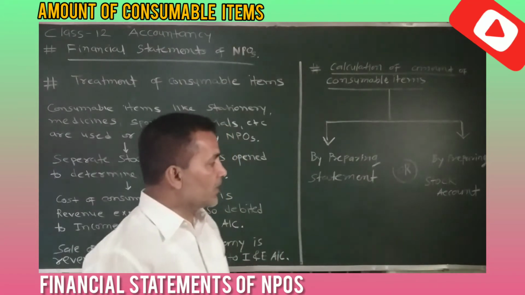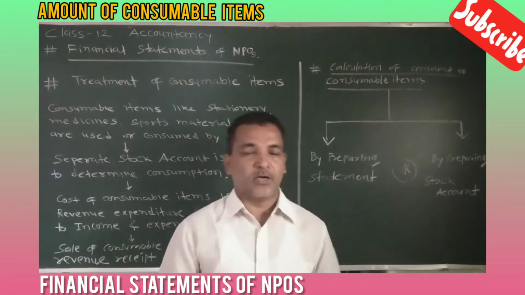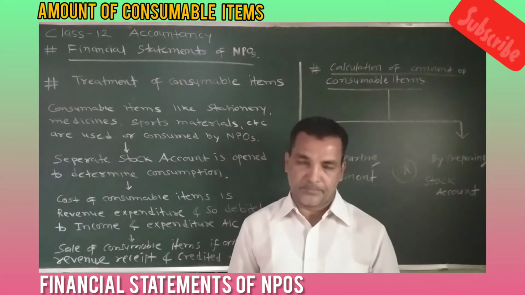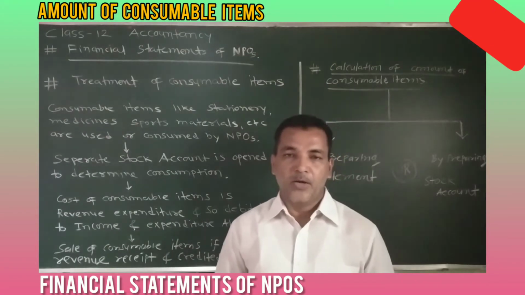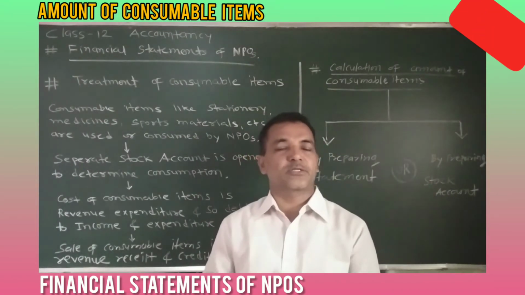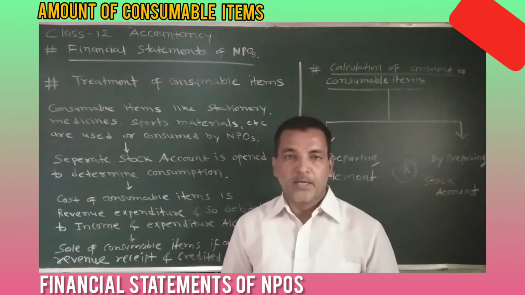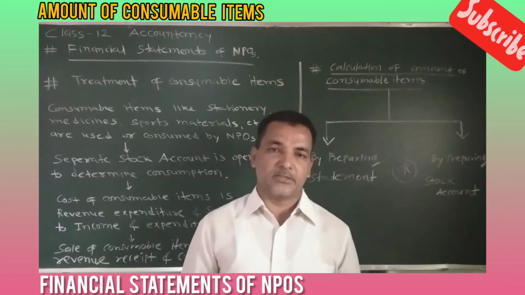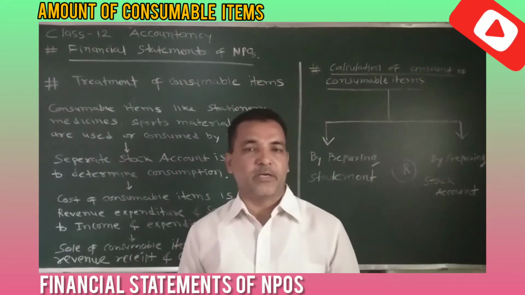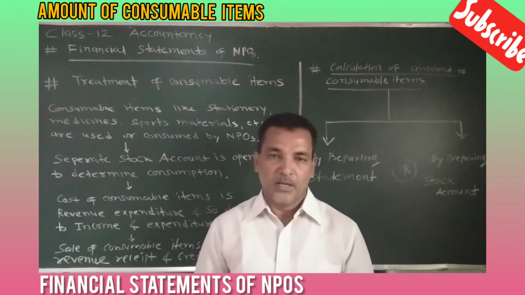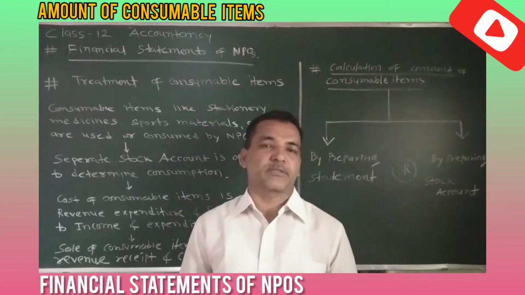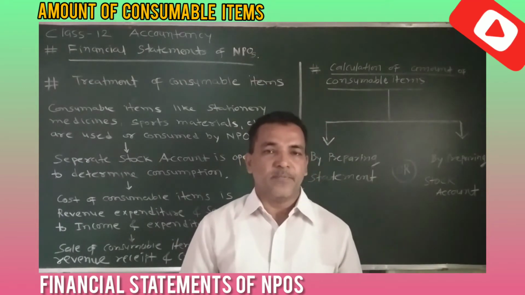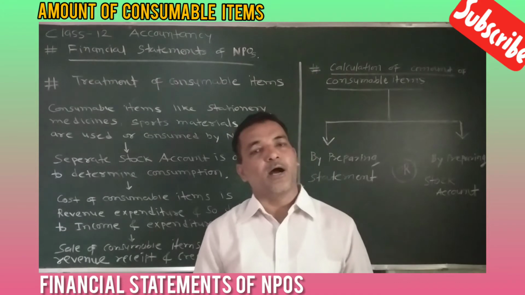Or you can also prepare a stock account. By preparing a stock account, you can find the consumption of that particular consumable item. For example, you can prepare a medicine stock account, stationery stock account, etc. When you are preparing an account, and the amount of credit purchase is not given, then a separate creditors account can also be prepared. So in today's session, we will take some exercises and we will learn this statement as well as the account. So let us see how to prepare a statement and how to prepare an account.